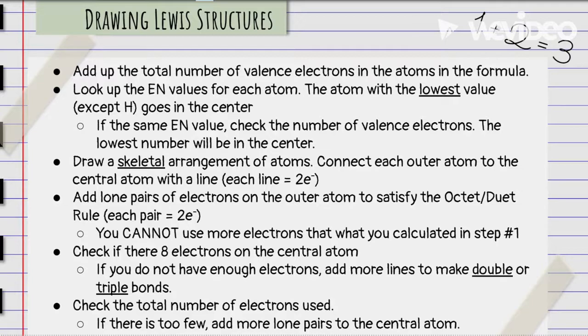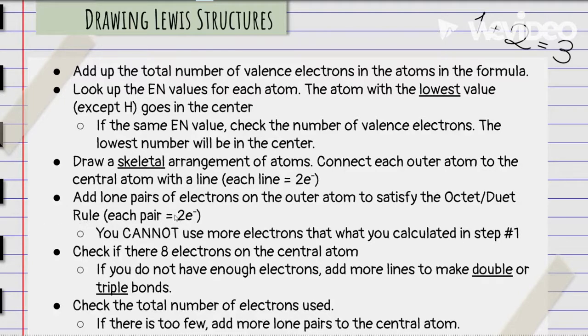You're going to add up the total number of valence electrons from the atoms in the formula. You're going to look up your EN values for each atom, and whatever you have as your lowest electronegativity value, except hydrogen, will go in the center. If there are atoms, like for instance chlorine and nitrogen, that have the same electronegativity value, we'll just choose the one that has the least number of valence electrons. Then draw a skeletal arrangement.